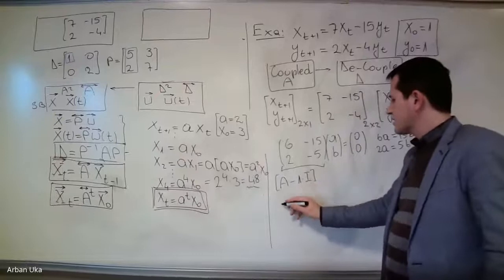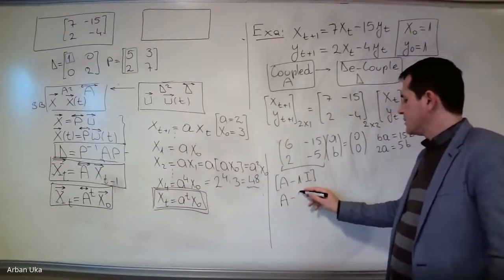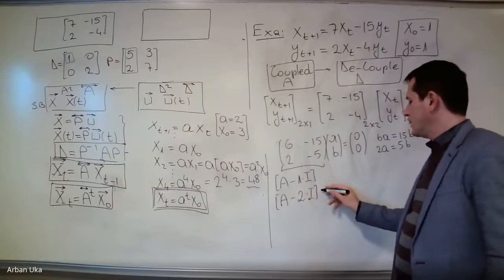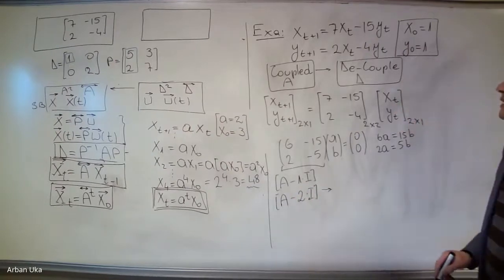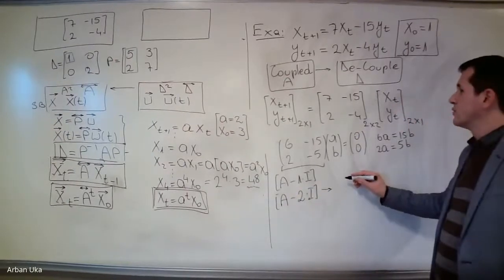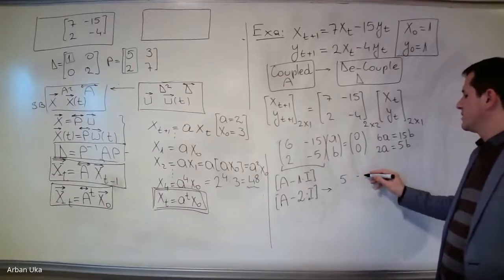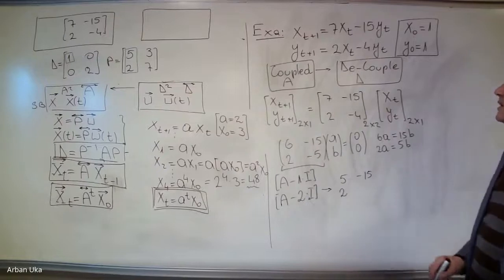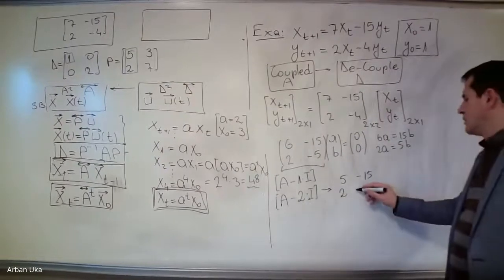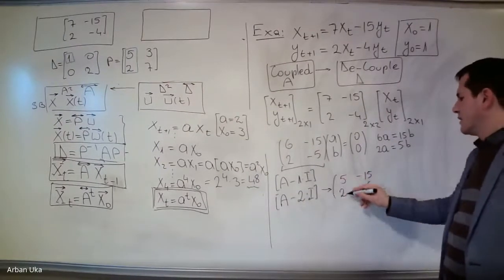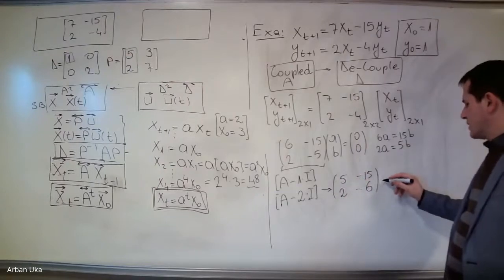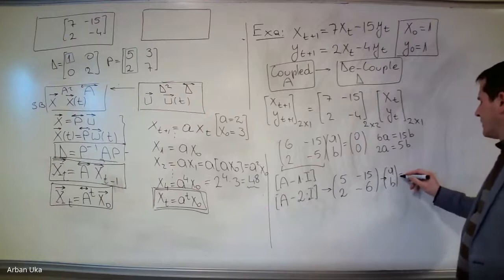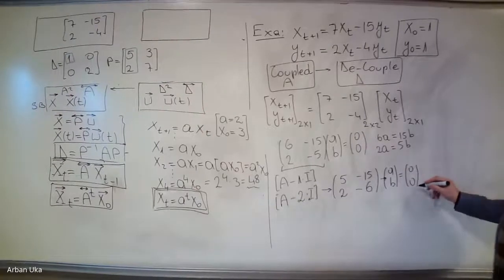Then let's construct another matrix, which is A minus 2 times I. For this matrix, we get the following: 7 minus 2 is equal to 5, this is minus 15, and this is 2. And we have minus 4 minus 2, which is minus 6. If this is the case, then we have times (A, B), which is equal to (0, 0).